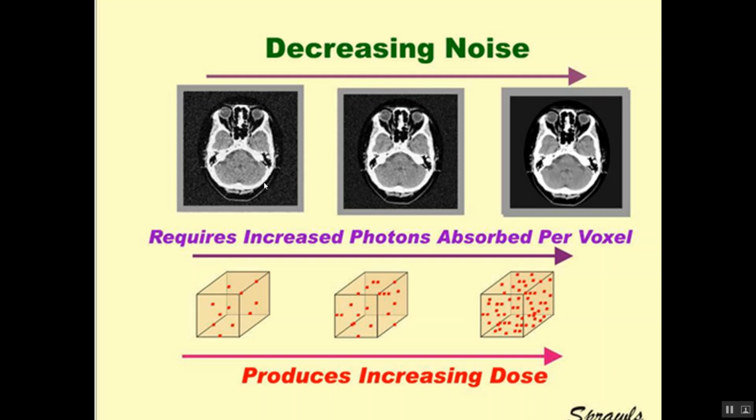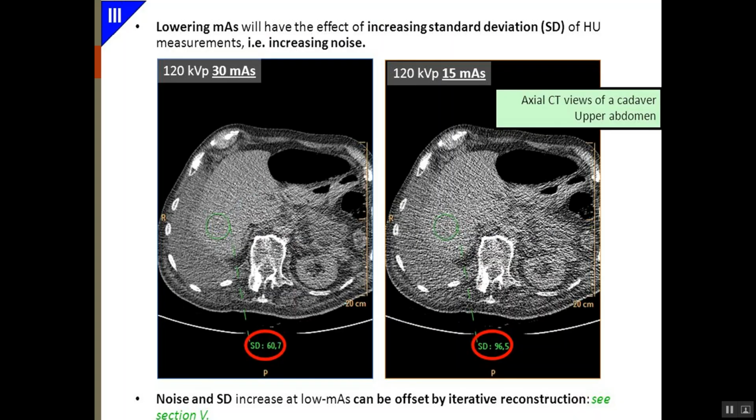If we use low milliampere, the number of photons will be less or higher? If we reduce the milliampere, the number of photons or signals detected by a pixel will be less. So the number of photons per pixel will be less. That means that we have incomplete information. Incomplete information means noise.